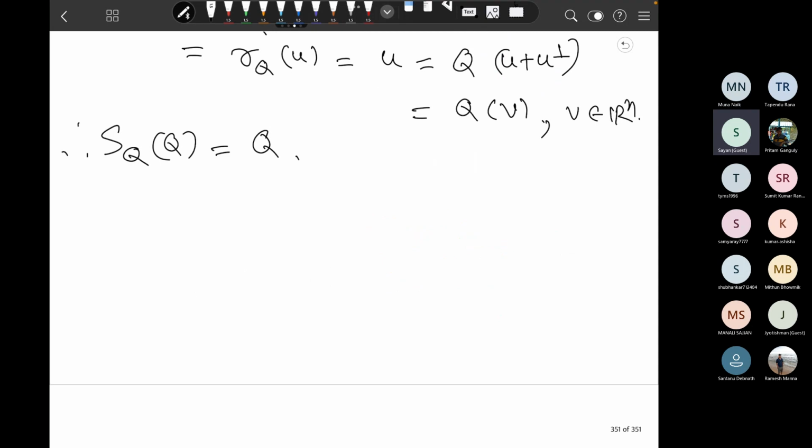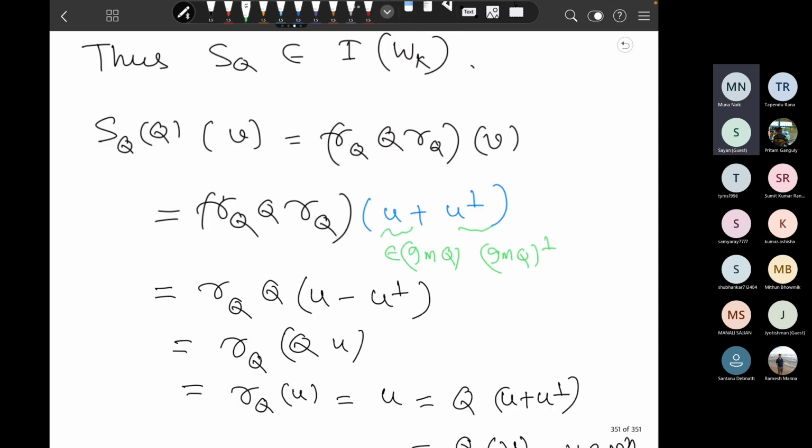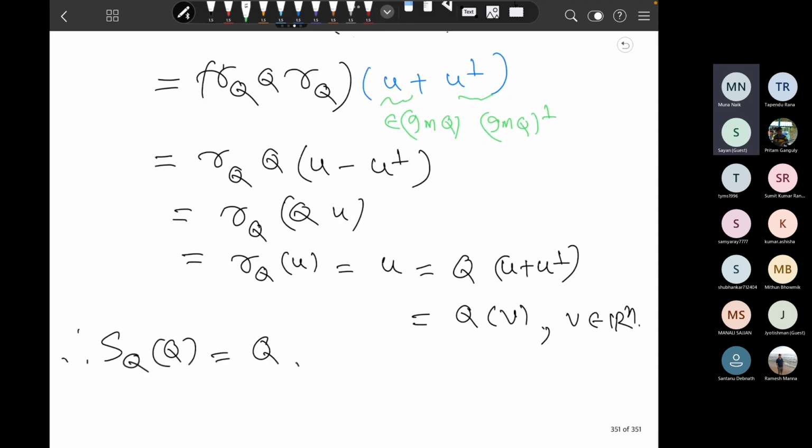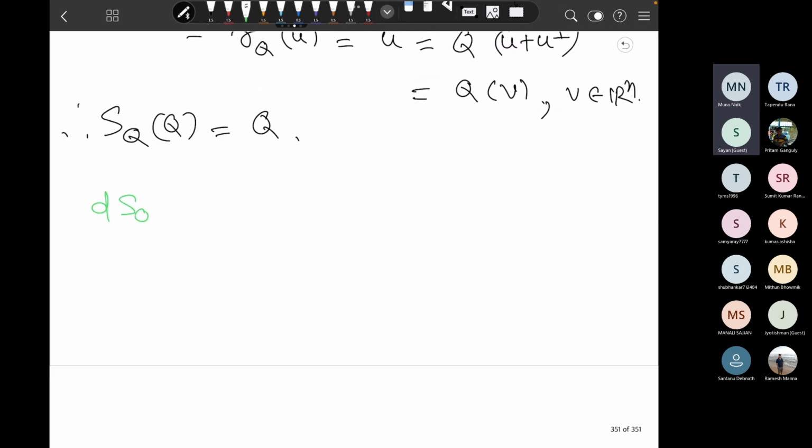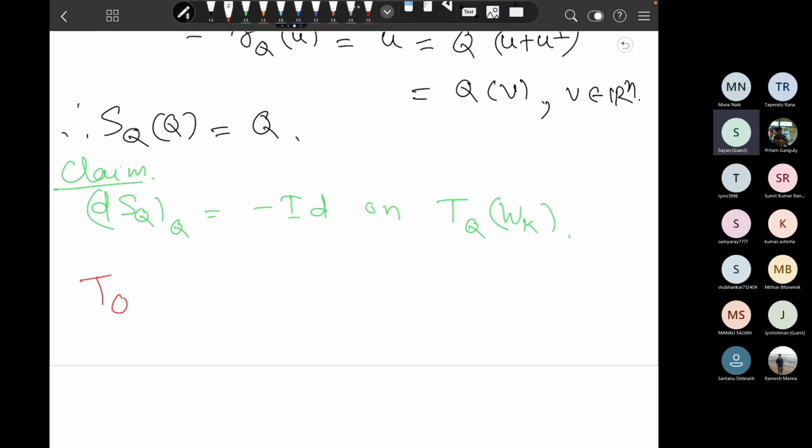Now, this is the first thing: I am getting SQ q is equal to q. Now I have to verify that DSQ q is equal to minus identity on the tangent space T_q W_k. This is my claim. For that I have to know a little bit about W_k. This is the thing I will prove in the next class.